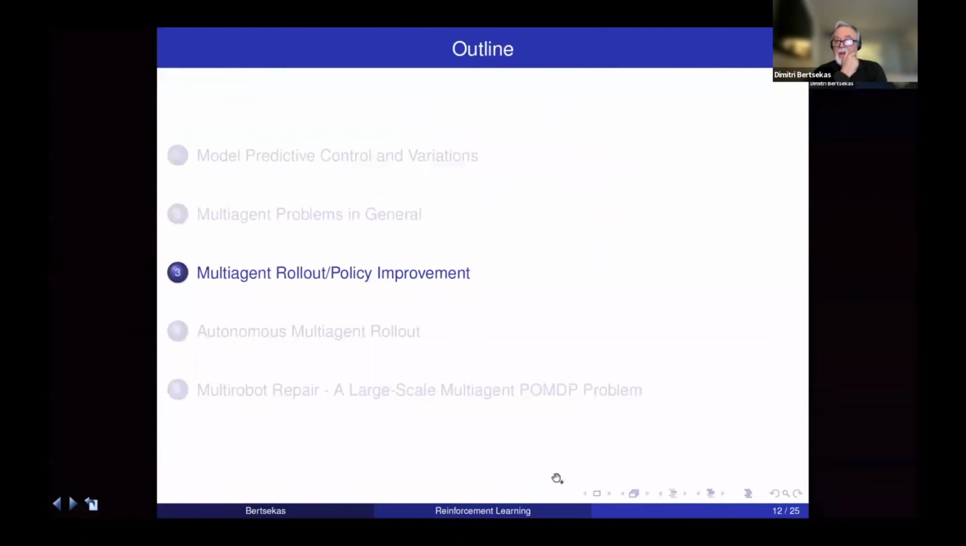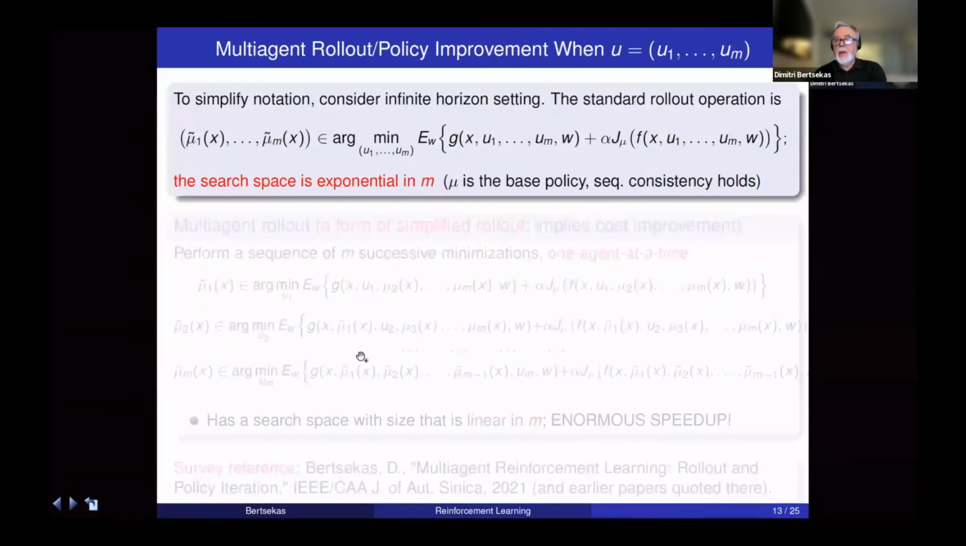Okay, so now we are going to apply rollout to this multi-agent problem setting. And the only thing that we are going to assume that's different is that u has this component structure. And what I'm going to talk about applies in finite horizon problems as well as infinite horizon problems. To simplify the notation, we're going to consider the infinite horizon problem.